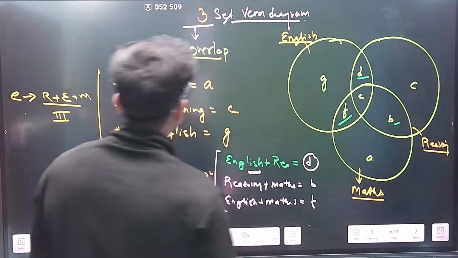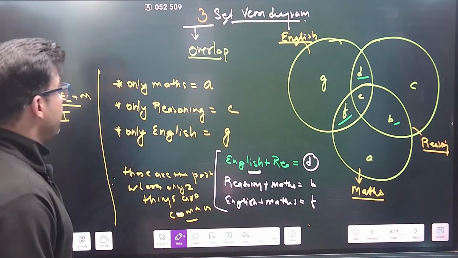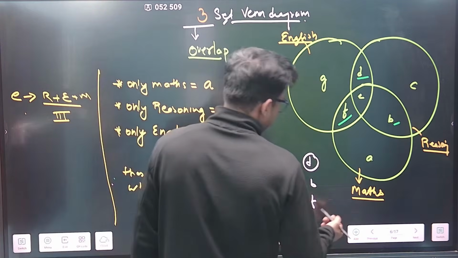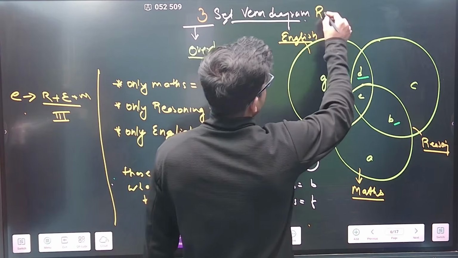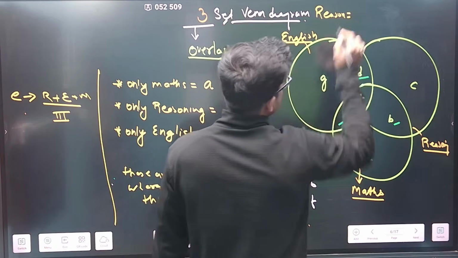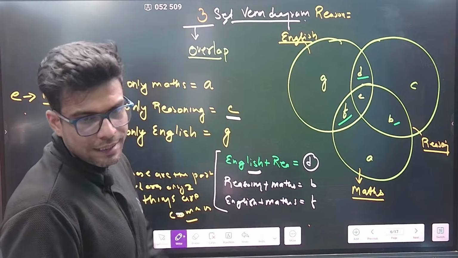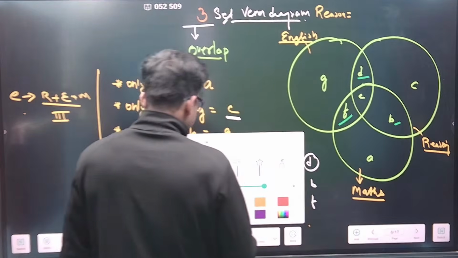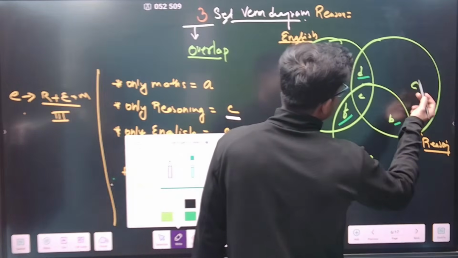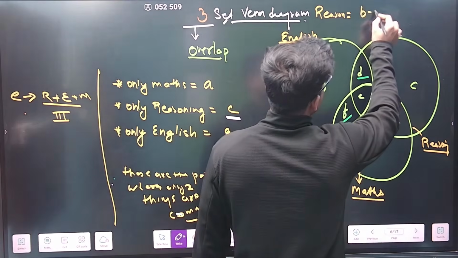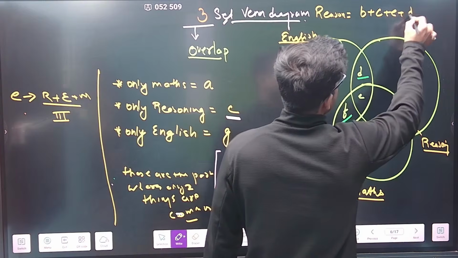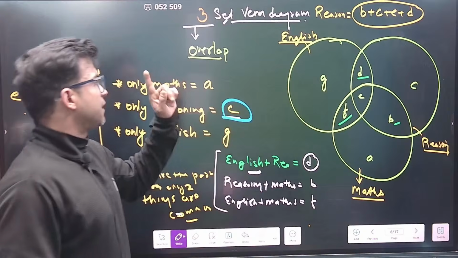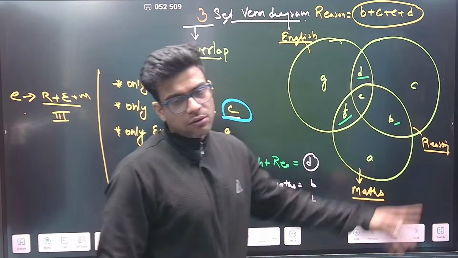If I talk about only reasoning, see, only reasoning is C. If I remove the word only and say reasoning, then reasoning is the section in which all elements are available, correct? Those elements are B, C, E, D. B plus C plus E plus D. There's a difference: only reasoning is C, while reasoning contains all the 4 elements.